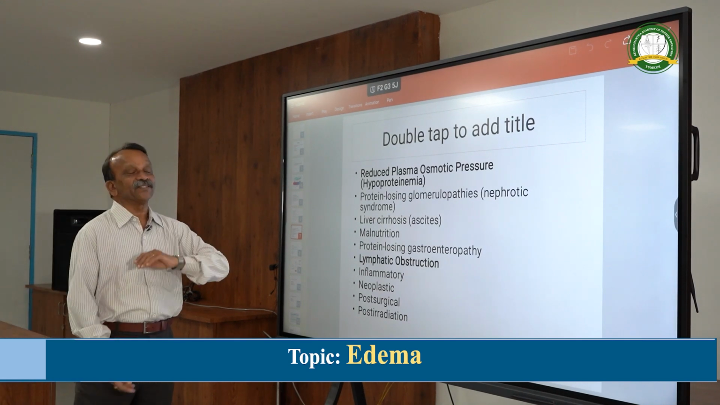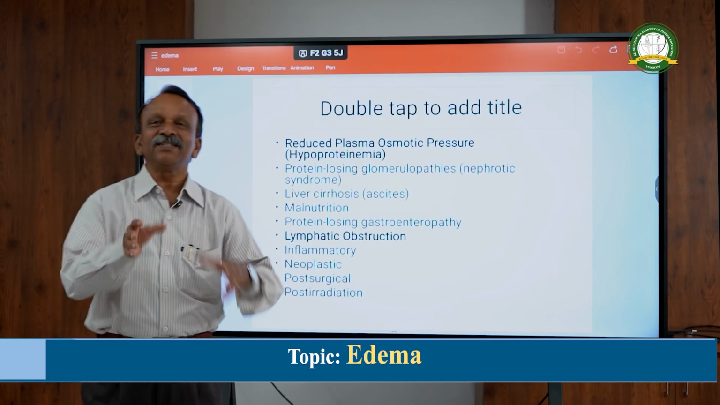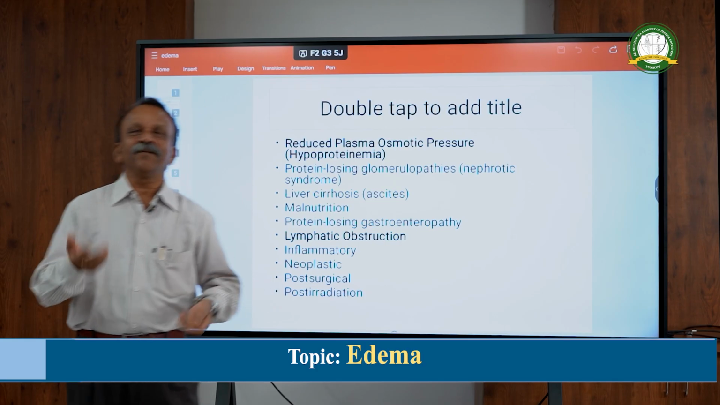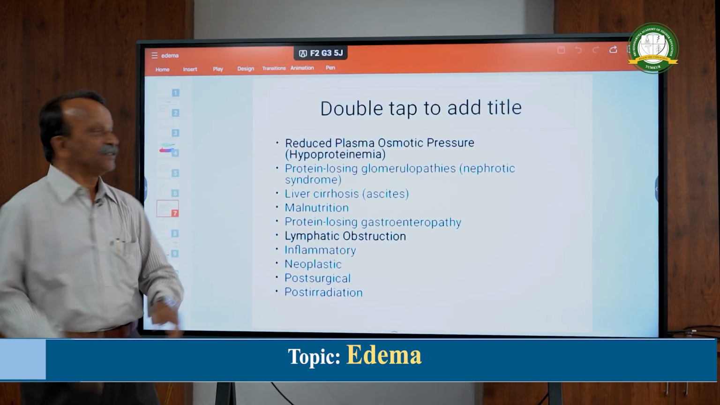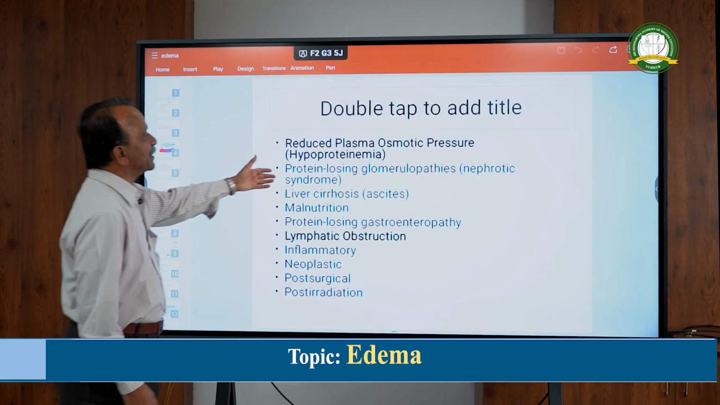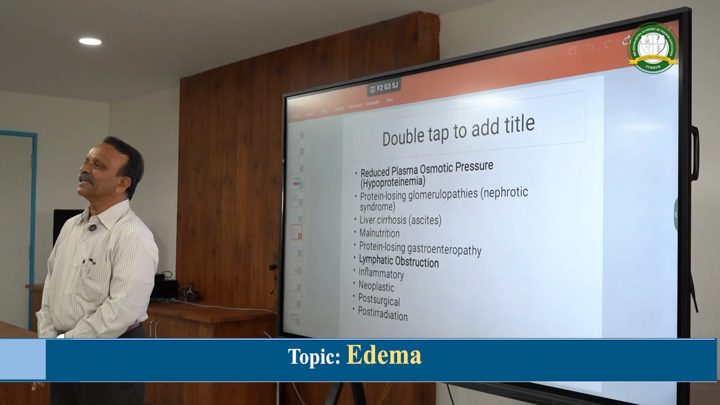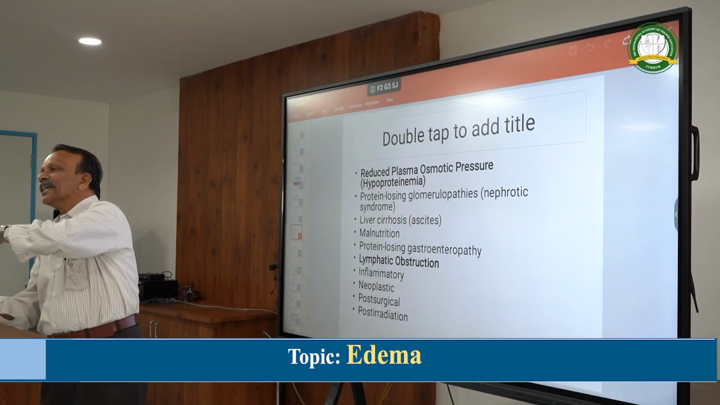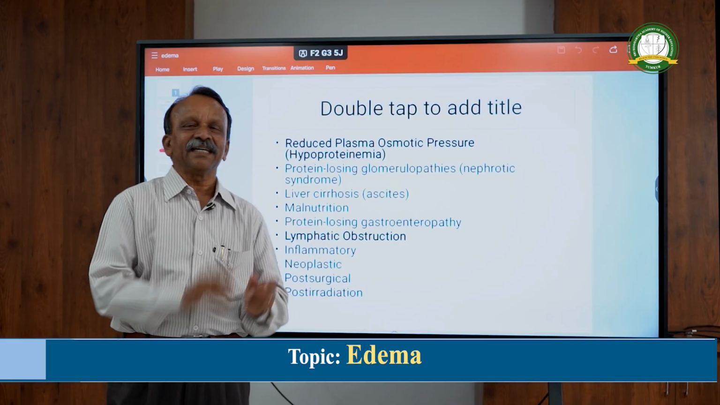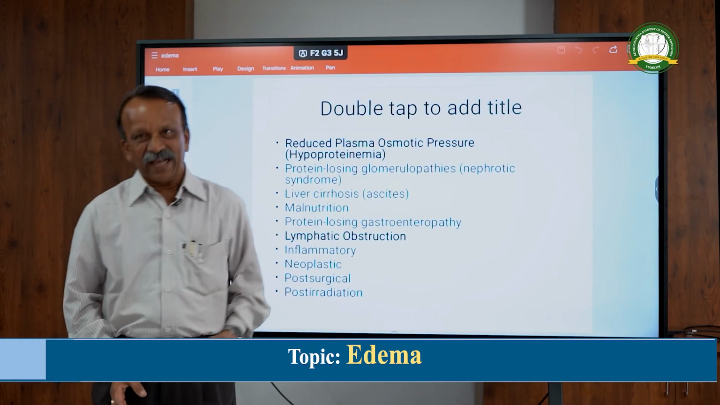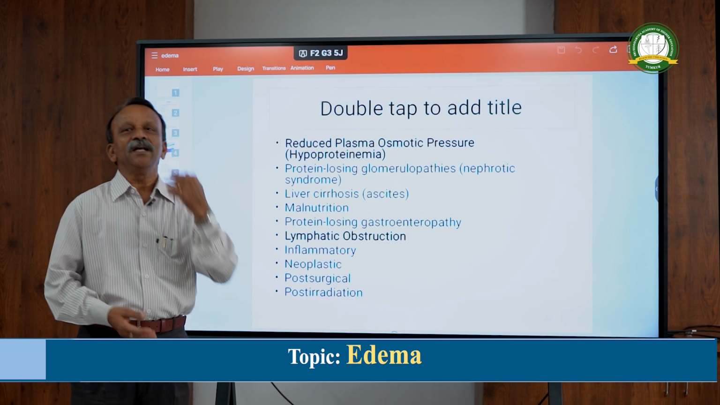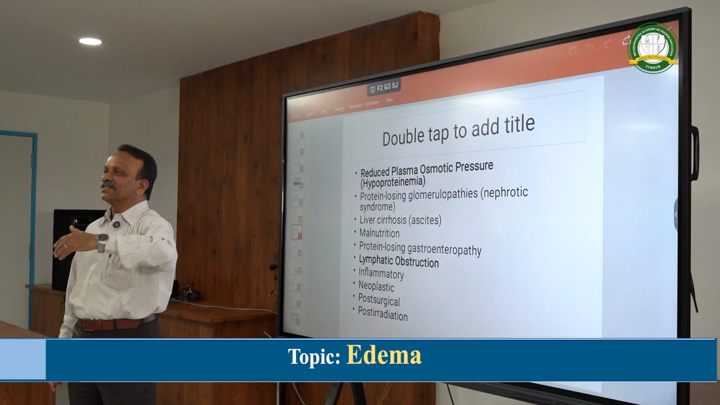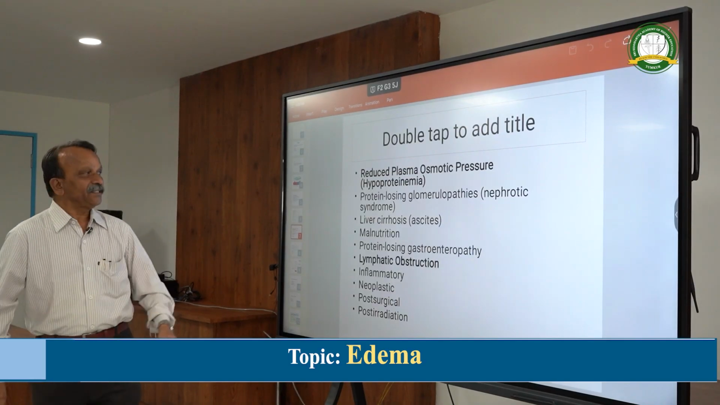What are all the causes for this decreased colloid osmotic pressure? It is the albumin which is responsible for the colloid osmotic pressure. One of the causes for this is glomerular disease, that is nephrotic syndrome. That is a kidney disease where there will be leaky glomeruli. Once there is leaky glomeruli, the protein escapes through the urine. So this results in a decrease in the albumin in the plasma. Once there is a decrease in the osmotic pressure, which in turn is due to the decrease in the albumin, it results in the edema. That is one of the causes.